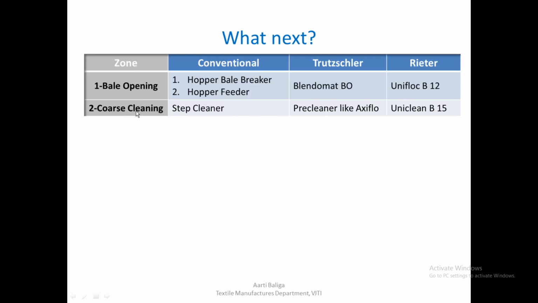Then when we come to zone 2, that is the coarse cleaning zone. In the conventional, one would normally find a step cleaner there. In the case of a Trutzler line, we find pre-cleaners, modern and old versions. One of the older versions is AxiFlow here. And under modern, you'll find the Cleanomat, one of those versions over here. Whereas Reater offers Uniclean B50. So one can have this kind of placement in the blow room line.